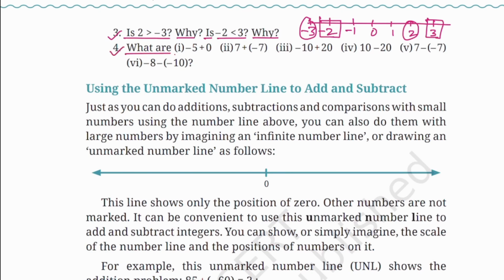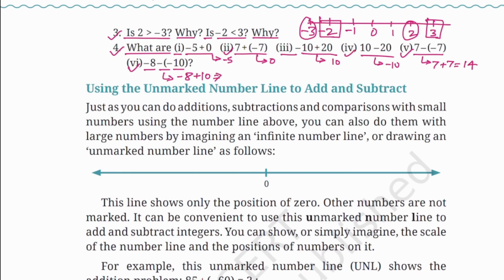4. What are 1. Minus 5 plus 0? It will be equal to minus 5. 2. 7 plus minus 7, it will be equal to 0. 3. Minus 10 plus 20, it will be equal to plus 10. 4. 10 minus 20, it will be equal to minus 10. 5. 7 minus minus 7, it will be equal to 14. 6. Minus 8 minus minus 10, it will be equal to plus 2.